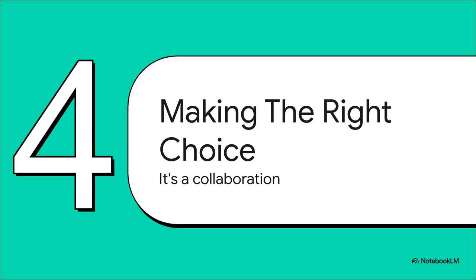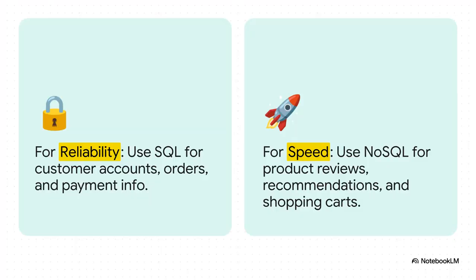All right, after seeing that chart, it's easy to think, okay, I have to pick a winner. But what if that's the wrong way to look at it? Because in the real world, it's often not a competition. It's a collaboration. Think about a huge online store. It's the perfect example of this. For the stuff that absolutely has to be reliable and consistent, like customer accounts, order histories, payment information, you use the power and safety of SQL. But for things that need to be lightning fast and super flexible, like product reviews, user recommendations, or even just what's in your shopping cart right now, that's where NoSQL comes in. They're not fighting, they're working together as a perfect team.